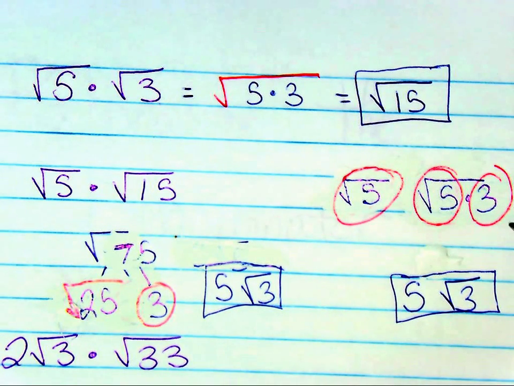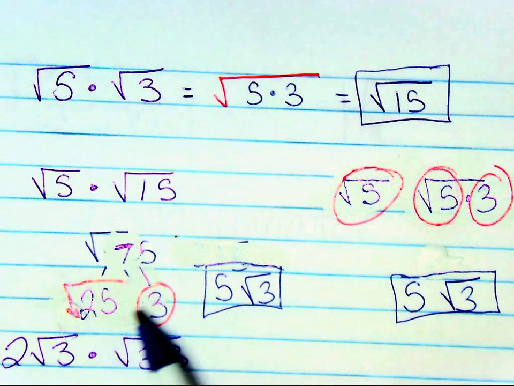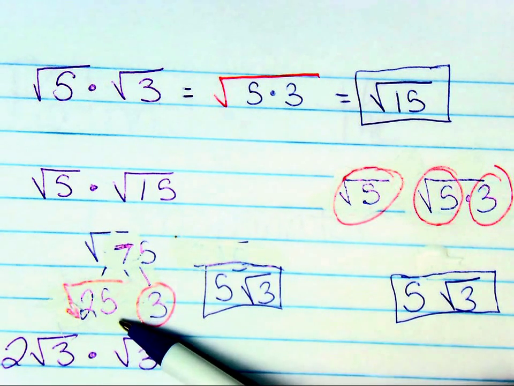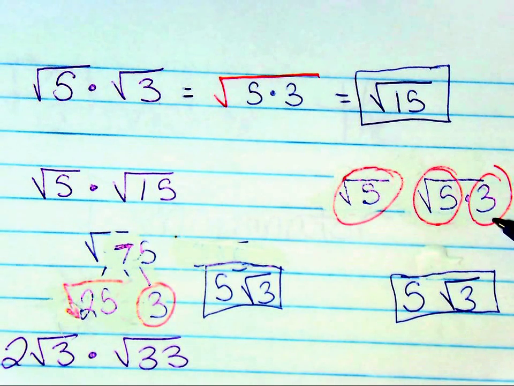The advantage to doing it this way is when you are dealing with larger numbers, it's easier to break them down. Some people might not see that 75 is 25 and 3, and they may choose to divide by 5 and get 15 again, which doesn't really help you. So by breaking the numbers up and factoring before you multiply, it's easier to do the problem.